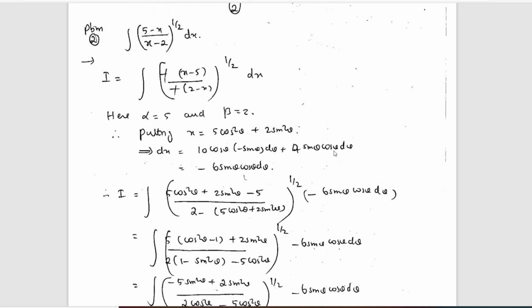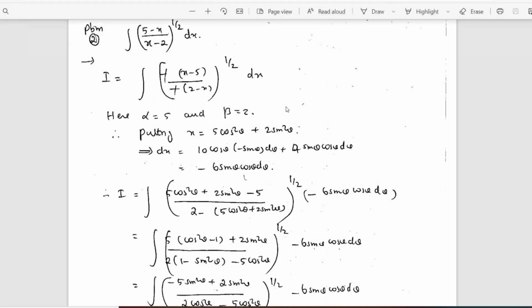So 4 sin theta cos theta d theta. Sin square theta differentiation is 2 sin theta, and differentiation of sin is cos, and differentiation of theta is d theta. So 4 sin theta cos theta d theta. Here we have minus 10 sin theta cos theta. So minus 10 plus 4 is minus 6. So minus 6 sin theta cos theta d theta is dx.